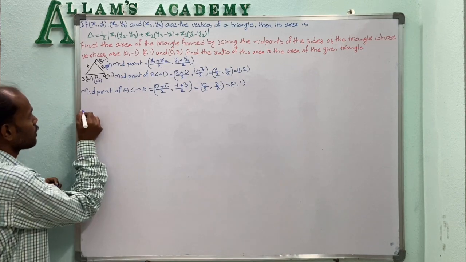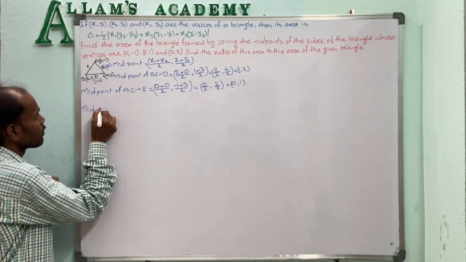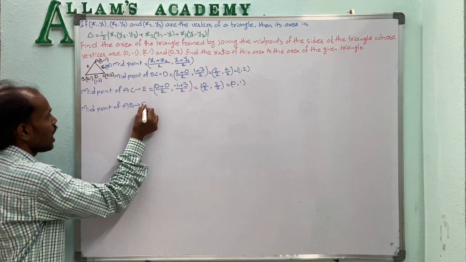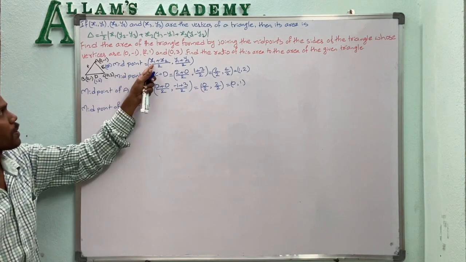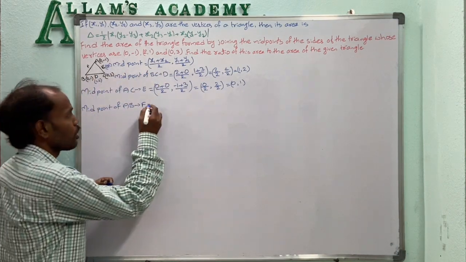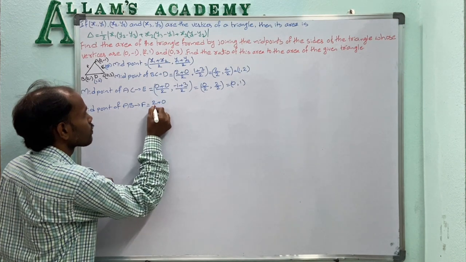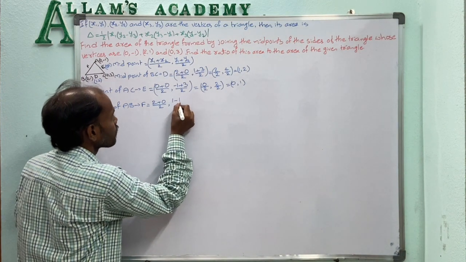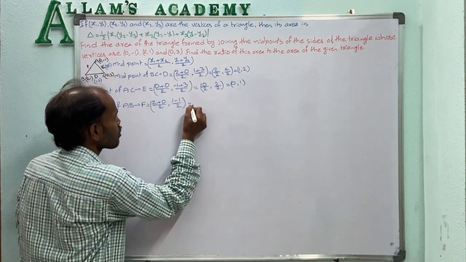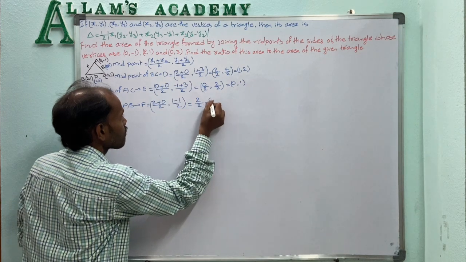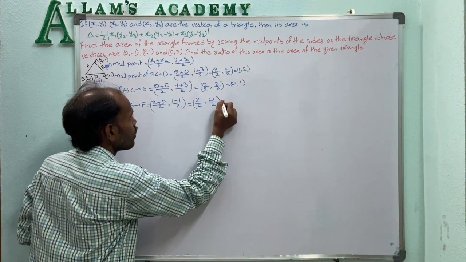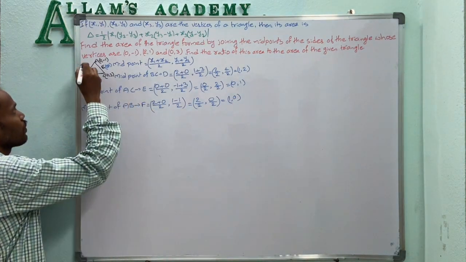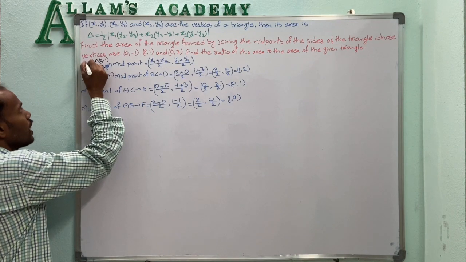And the midpoint of AB, that is the vertex F, equals (2 plus 0) by 2, (1 minus 1) by 2. So 2 plus 0 is 2, by 2 is equal to 1, and 1 minus 1 is 0, by 2 is equal to 0. So the F coordinates are (1, 0).